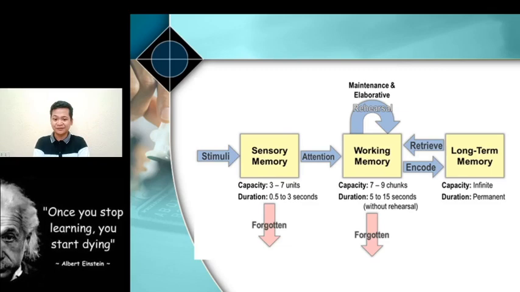All right, so the capacity is infinite, it's permanent. All right, so that's how our human brain works. Okay, that's how we learn based on information processing. Okay, so again, there's no need for reinforcement. There's no conditioning, purely a cognitive process. We encode, we store, and we retrieve. But of course, the process will go as reflection for us teachers.